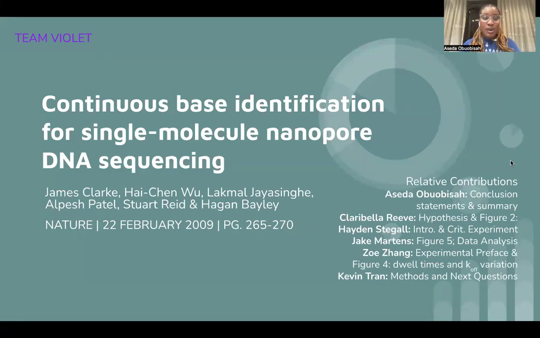So we are going to be presenting over this research article, Continuous Base Identification for Single Molecule Nanopore DNA Sequencing. So now we're going to move on to our introduction.